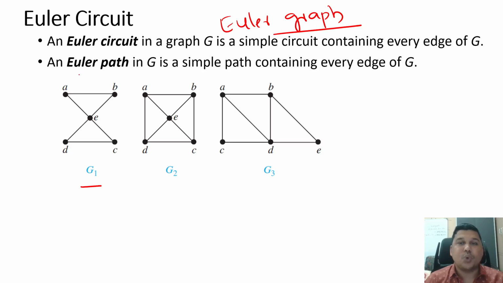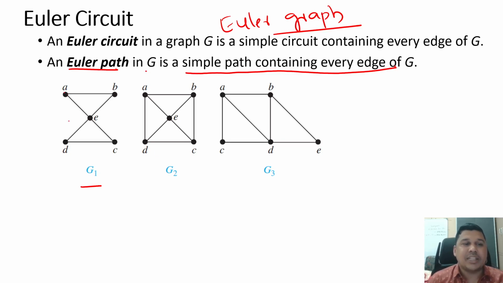first we have to study about Euler path. Euler path in G is a simple path connecting every edge of G. Okay, it means if you start from any vertex in the given graph, is there any path where I can travel all the edges exactly once?